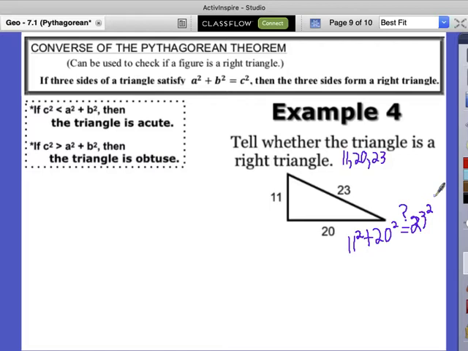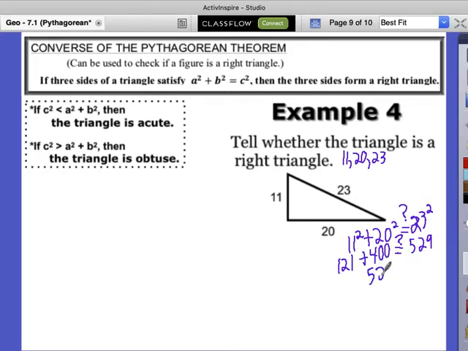Mine's the same. What's 11 squared? 121. What's 20 squared? That's 400. Really? I took a wild guess on that. Good job. Thank you. Okay. 23 squared. 529.